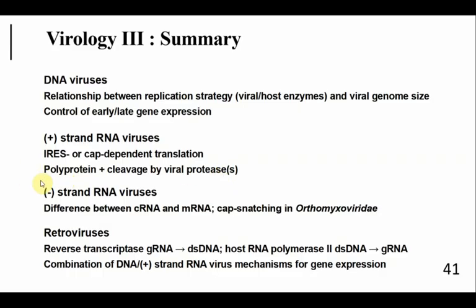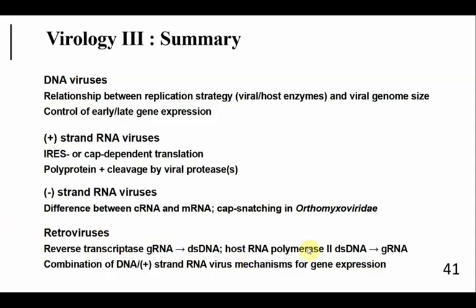So for the negative strand RNA viruses, the only one that was really presented was orthomyxoviruses. And one of the things that is important is there's a difference between the plus strand copy of the genome, which is not capped, doesn't have poly A, is just used to regenerate the genomic negative strand RNA, and messenger RNA. So to get the messenger RNA, influenza virus steals the 5' cap from cellular messenger RNAs.